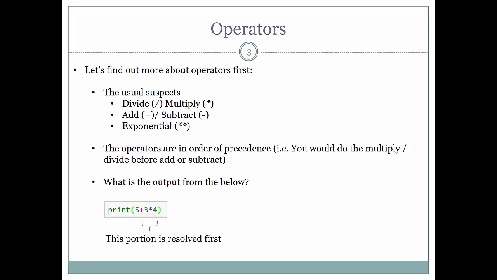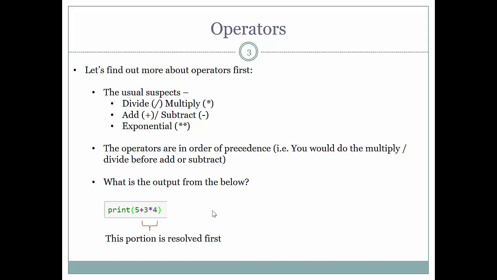So without further ado, let's start with the operators part of the lesson. Examples of operators would be divide, multiply, add, subtract, and exponential. These are in order of precedence. You remember in primary school, you would always do your divide and multiply before your add or subtract. The same applies here. So if you want to print something like 5 plus 3 times 4, you will always do the 3 times 4 first before you add the 5.